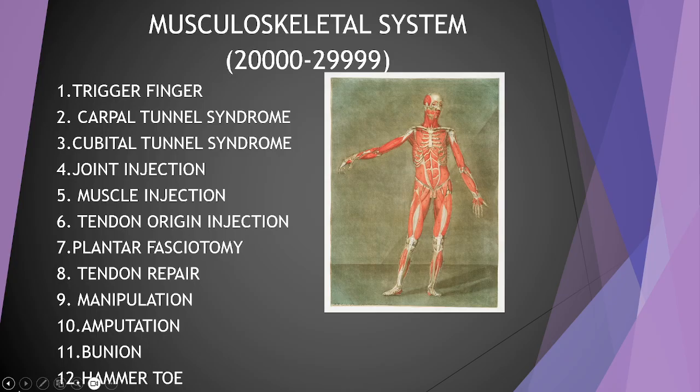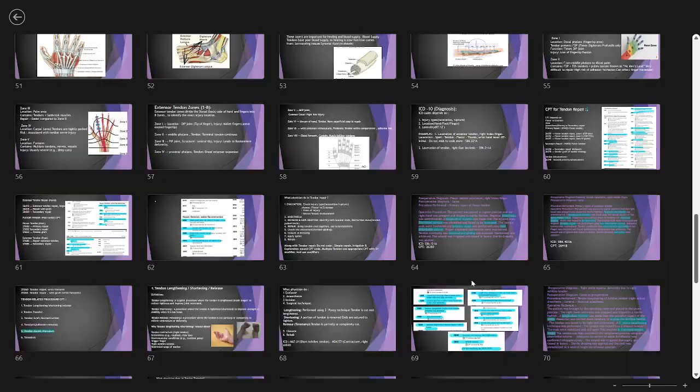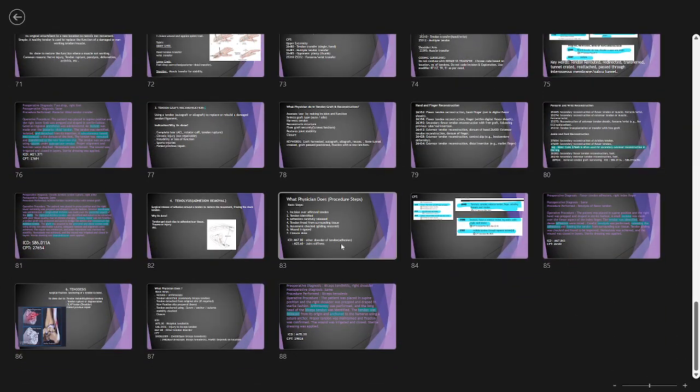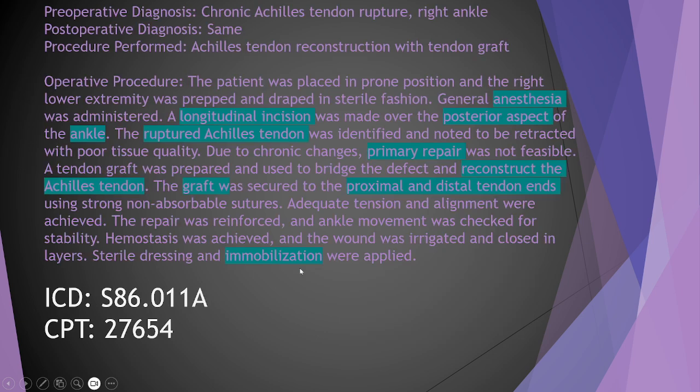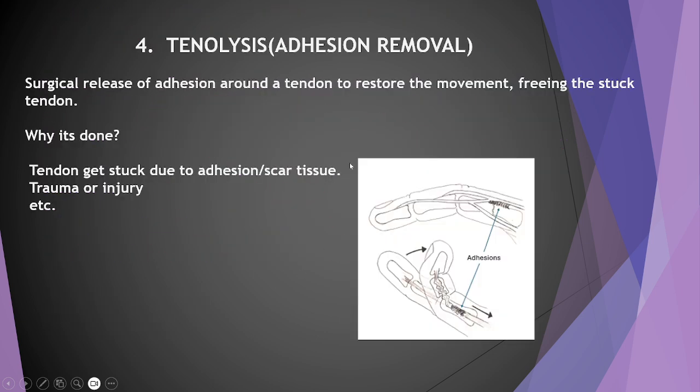We'll continue. What is tenolysis? Tenolysis is adhesion removal. So here is an adhesion and it should be removed. Basically it is a surgical release of the adhesion around the tendon to restore movement, freeing the stuck tendon. You can see the tendon has been stuck due to the adhesion present around it. So that's why the movement has been restricted. To restore that movement, the tendon should be released. So the tendon should be freed.